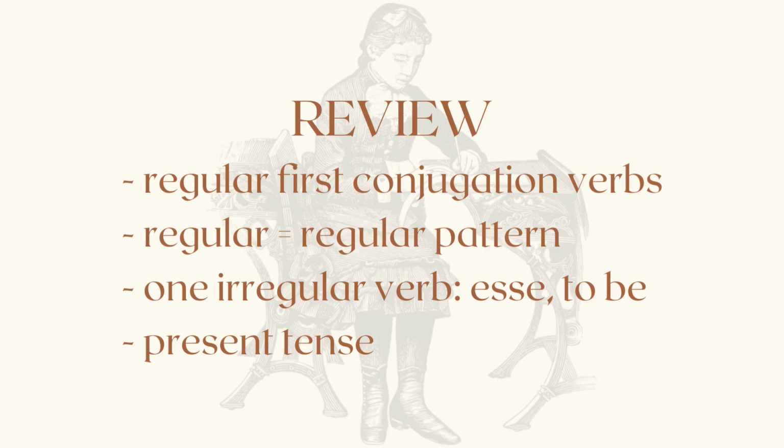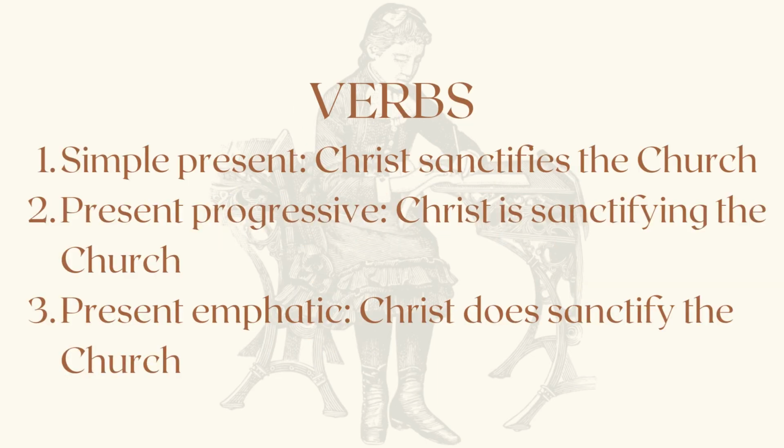We've looked at verbs in the present tense, which means that the action is taking place now. We've learned that in English, the present tense can be indicated by one of three forms: simple present tense, an example is Christ sanctifies the church; present progressive, Christ is sanctifying the church; present emphatic, Christ does sanctify the church. They're all forms of the present tense, with slightly different meanings in English.